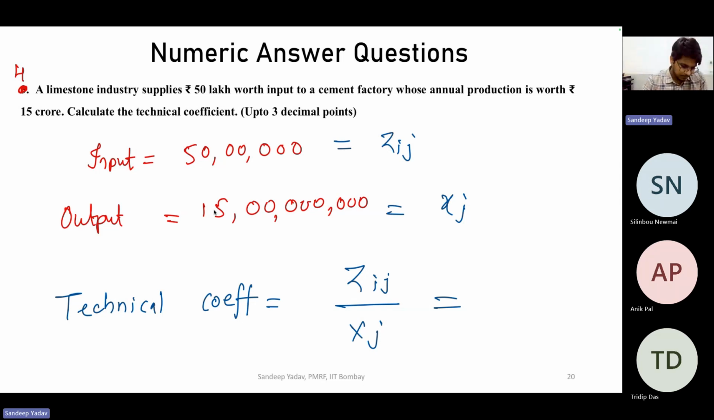So what would be 15 lakhs, 50 lakhs, sorry, 50 and 5 more zeros, divided by 1, 5, 3, 4, 5, 6, 7, 8. That would be equal to 0.033. Yes. So the technical coefficient would be 0.033.